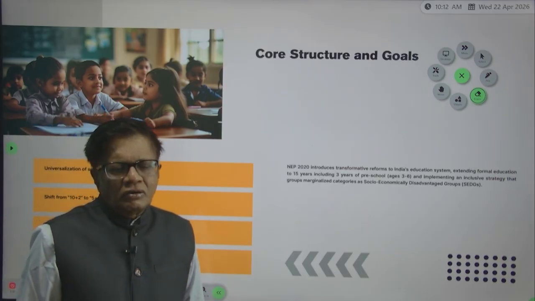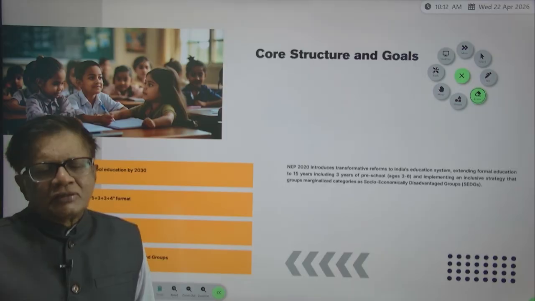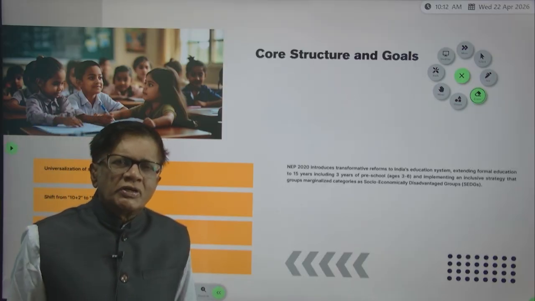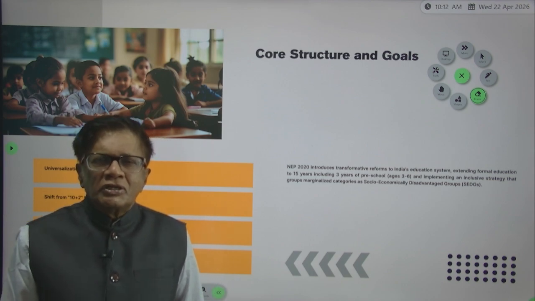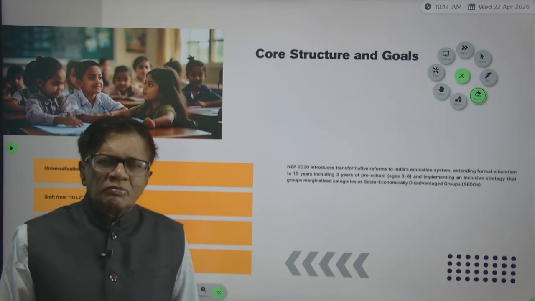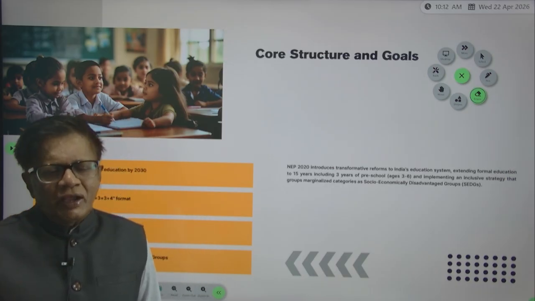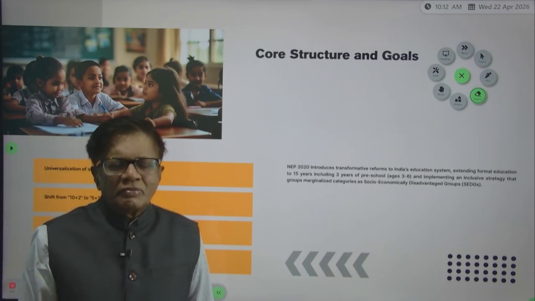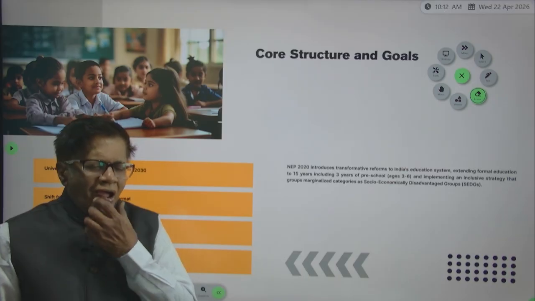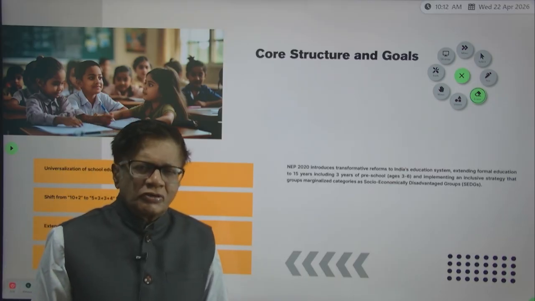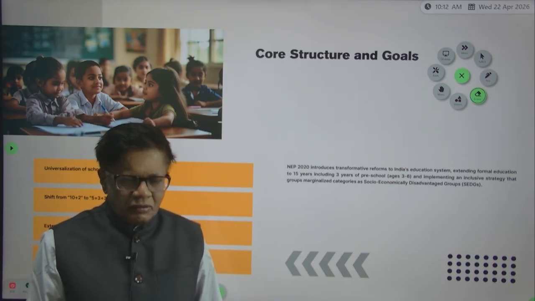Okay, now what is the role of the Ministry of Education? You must know, the Ministry of Education was established in the year 1985. Then there were two departments. One was the Department of School Education, followed by the Department of Higher Education. That was the second department.